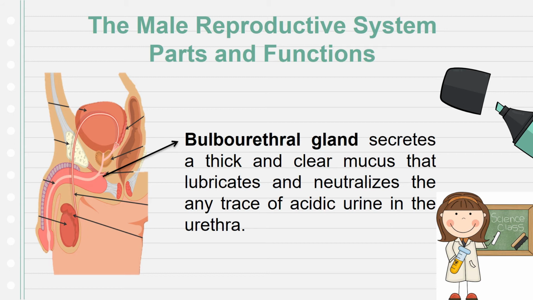Bulbourethral gland. The bulbourethral gland secretes a thick and clear mucus that lubricates and neutralizes any trace of acidic urine in the urethra.